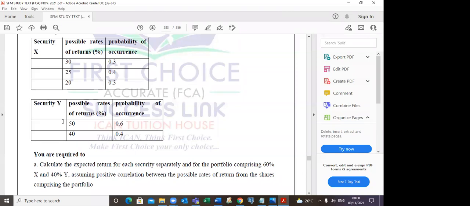We are doing it, sir. For security X, what do you have? 25. 25, Abby? Yes, sir. What about for Y?